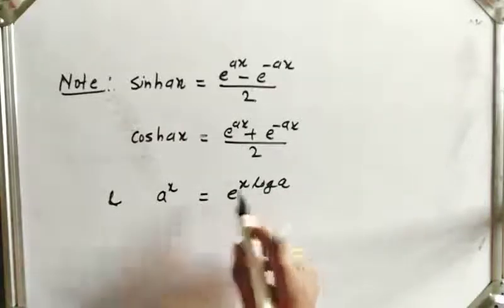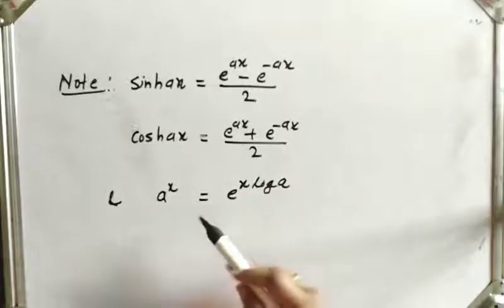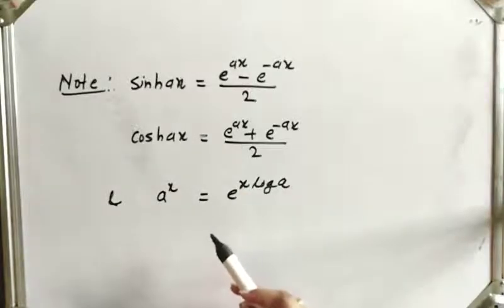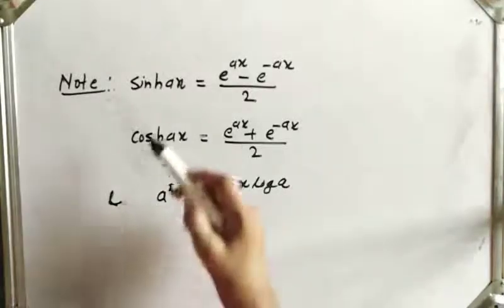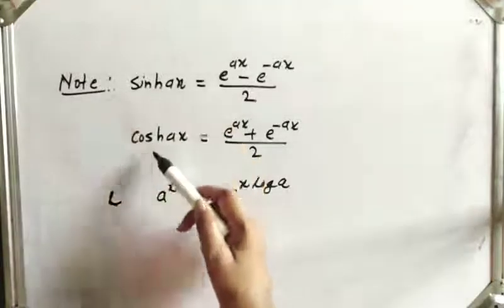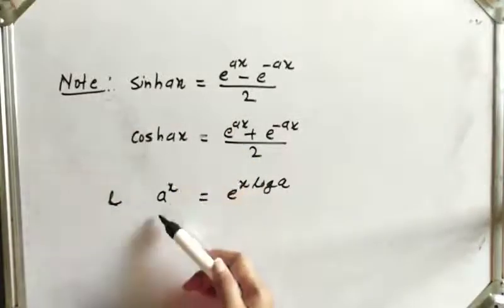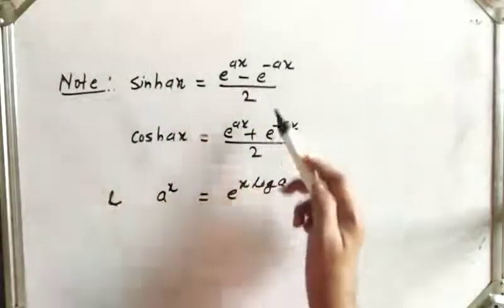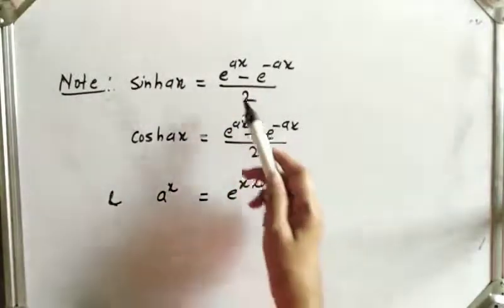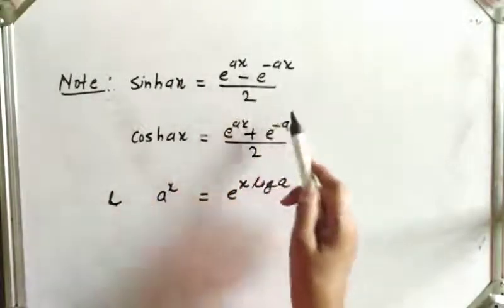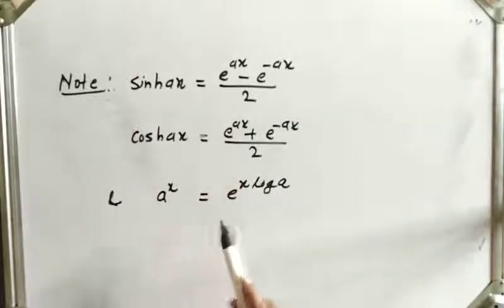Means here, in a non-homogeneous differential equation, if there is some sine hyperbolic, cos hyperbolic, or a raised to x, we can shift it to this form. Means we get e raised to ax type everywhere.